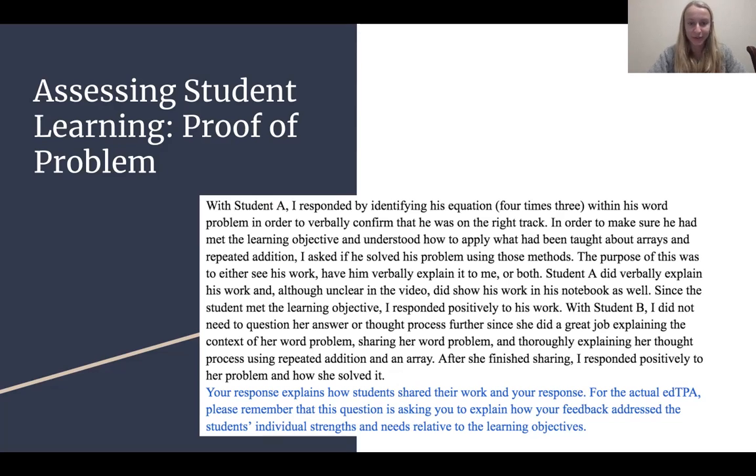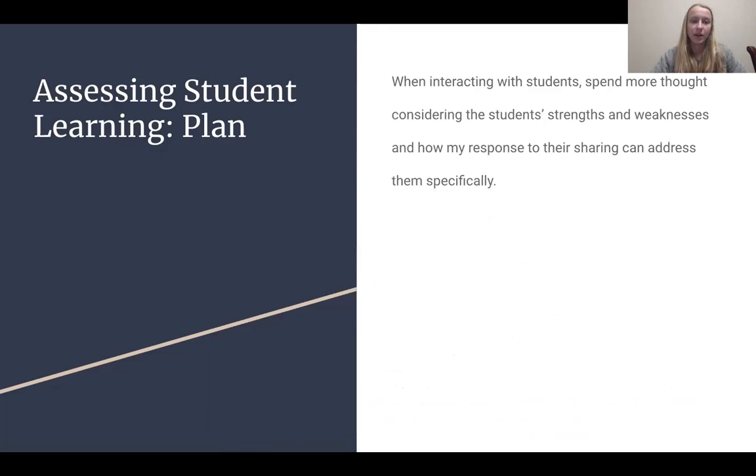So this problem was partially because I didn't read the question carefully enough, but also because I don't think I took the time to do this during my lesson specifically. So my plan for this is that when interacting with students, I am going to spend more thought considering the students' strengths and weaknesses and how my response to their sharing can address them specifically.